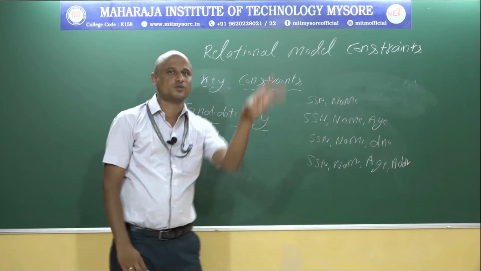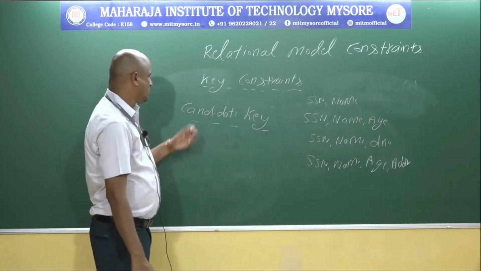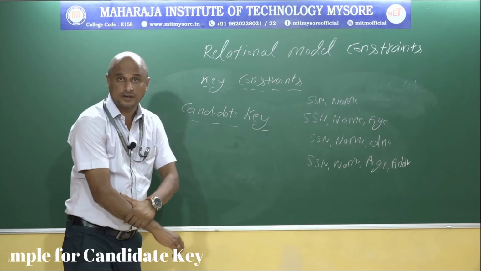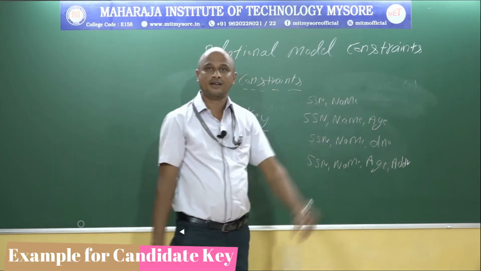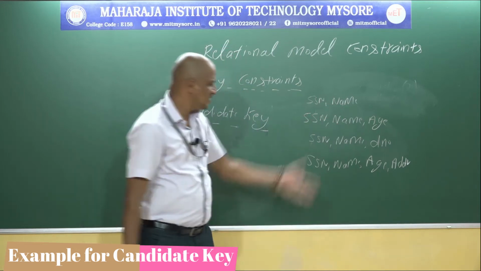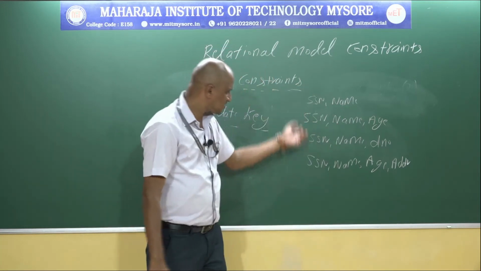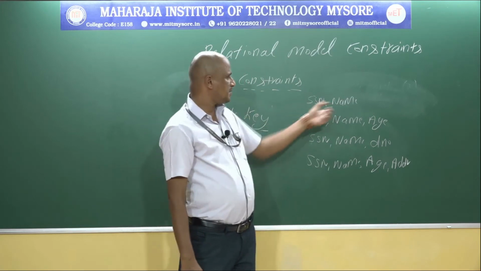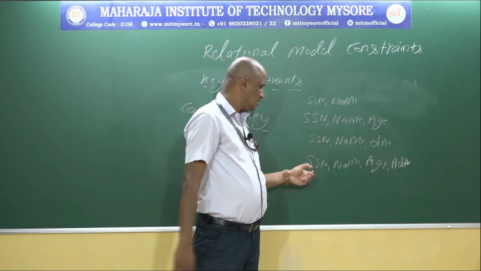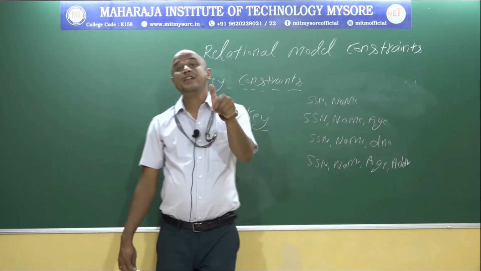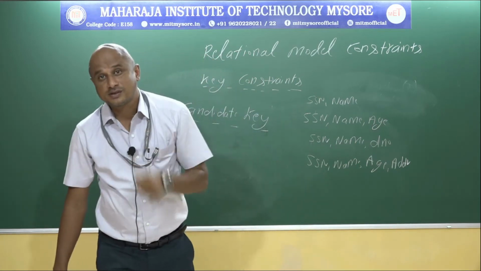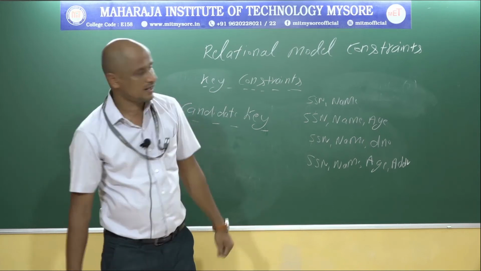So this combination works well. What is a candidate key? A minimal set of a super key is called a candidate key. That's the easy definition. So I have various combinations, right? SSN, name, age; SSN, name, department number; SSN, name, age, address. A minimal set of a super key is called a candidate key, CK as we call it.